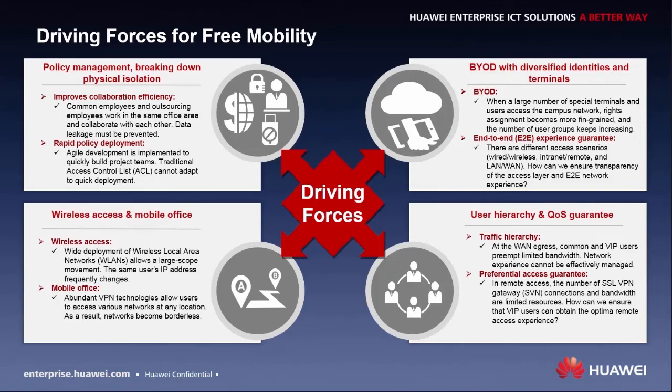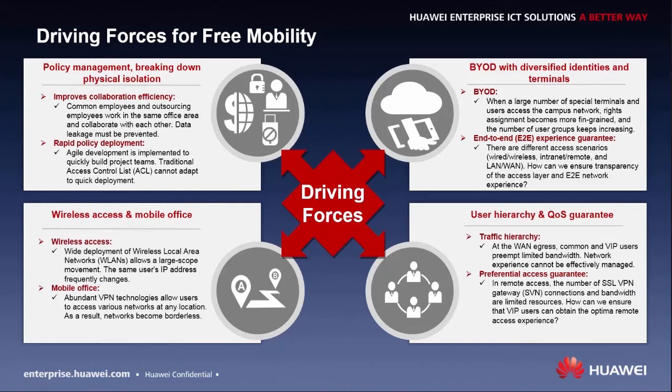3. BYOD and diversified identities and terminals. Wireless access and VPN remote access extend the campus network's physical scope. However, BYOD solution implementation diversifies the type of users and terminals that access the campus network. If there are only a few types of users on the campus network, traditional dynamic VLAN and dynamic ACL technologies can be used to control access rights of different users.